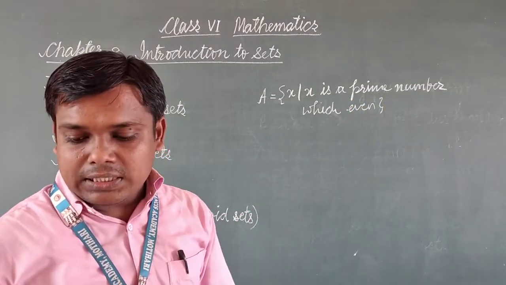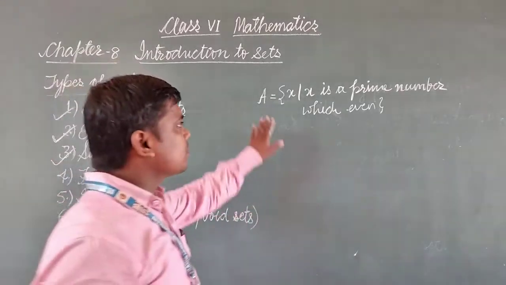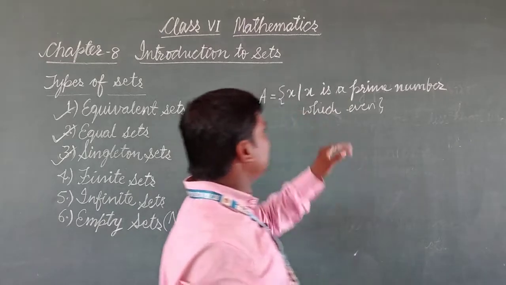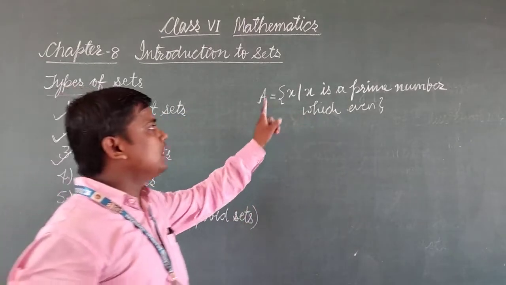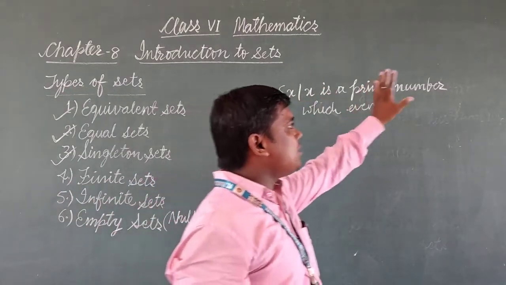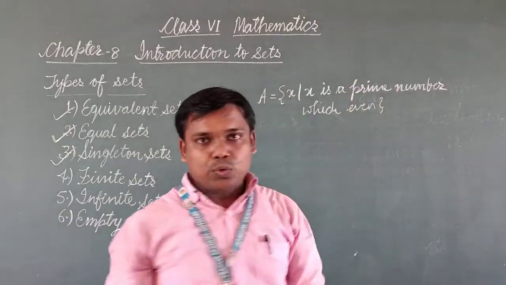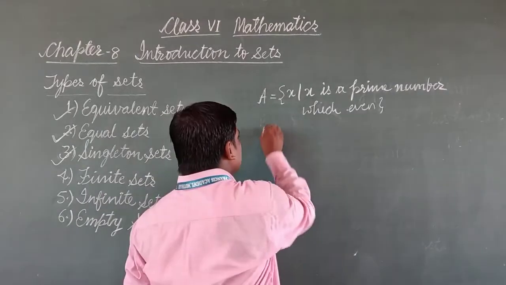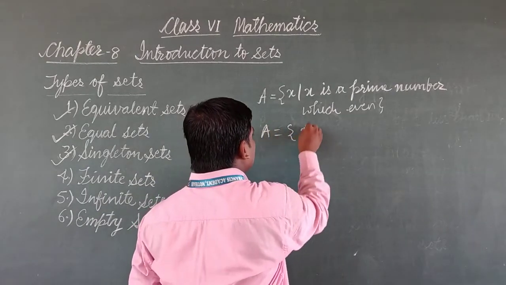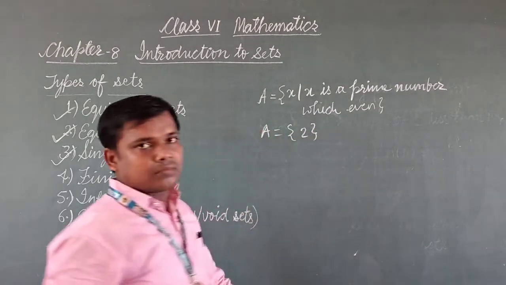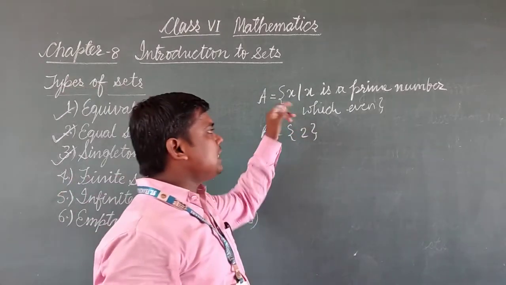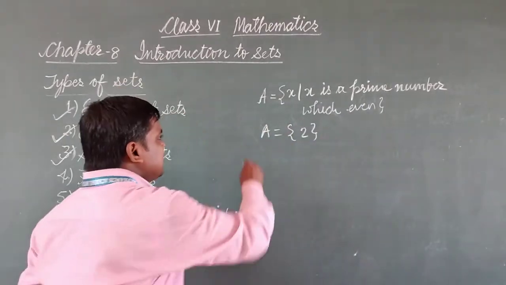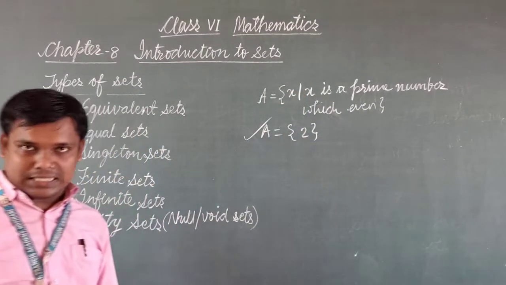So if you write the set in roster form, you will write a tabular form x such that x is a prime number which is even. So we have only one prime number which is even, and that is 2. So the element of this set is only 2, which is only 1. So this set is said to be singleton set.